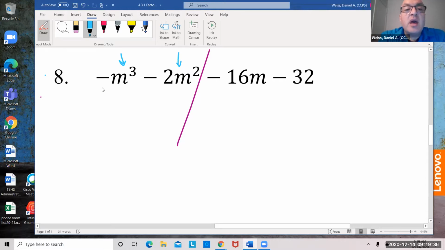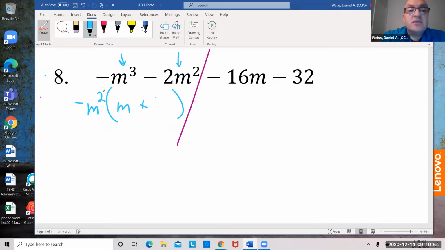And what's common is m to the 2nd. And I'm going to pull out this negative because it's bothering me. Negative m to the 2nd. Take out negative m to the 2nd. What's left? M plus 2.